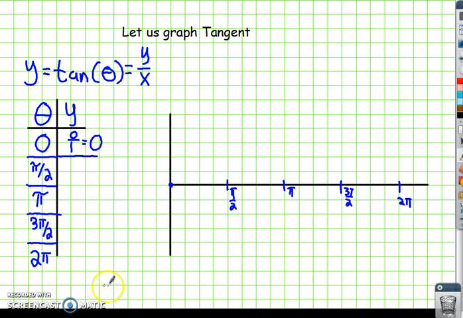So we'll go pi over 2. Now the pi over 2 on the unit circle, remember the y-coordinate is 1, x-coordinate is 0. So I get 1 divided by 0. I can't divide by 0, so I get undefined. And how do we write something that's undefined? Remember, if you recall, we go for an asymptote.